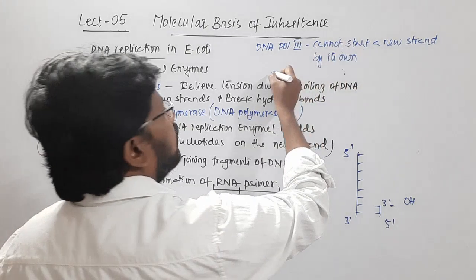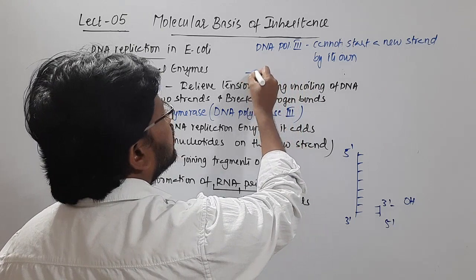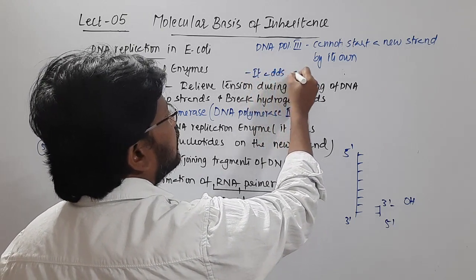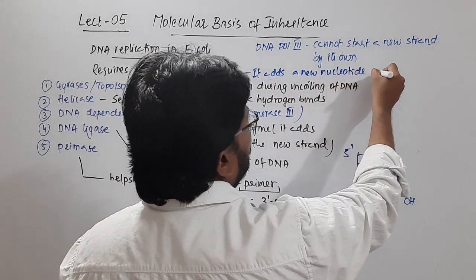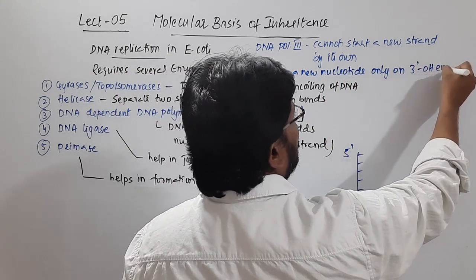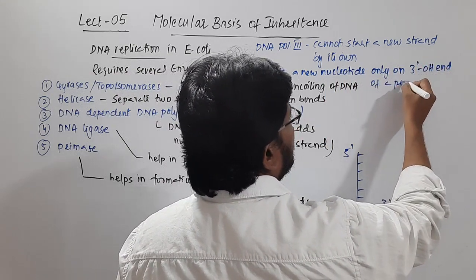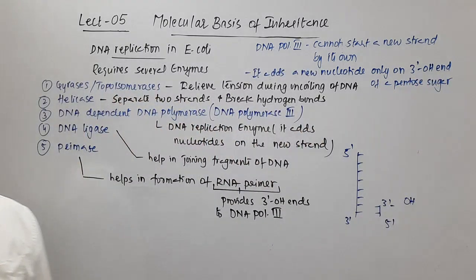So that is one more point I say. It adds a new nucleotide only on 3' OH end of a pentose sugar. So it requires that 3' OH end. If that 3' OH end is not present, it is not going to add a nucleotide.